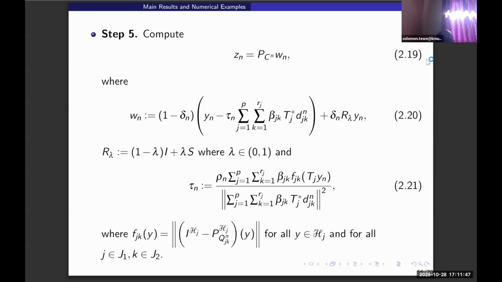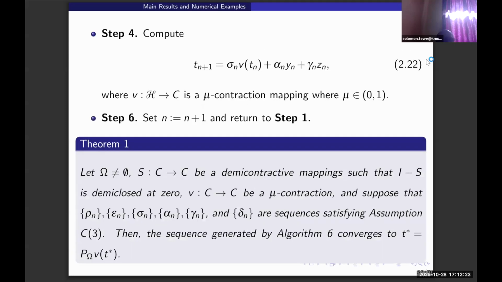a K-demicontracting mapping. So if you consider R lambda here, if S is a K-demicontracting mapping and lambda belongs to (0, 1 minus K), then this R lambda becomes a quasi-nonexpansive mapping. So the algorithm is for a K-demicontracting mapping, but by utilizing this averaged mapping, we can reduce it to a quasi-nonexpansive mapping. So you can apply the definition of quasi-nonexpansive mapping in the proof of this theorem. We use a viscosity type here, so we get a strong convergence result. The theorem is stated here.